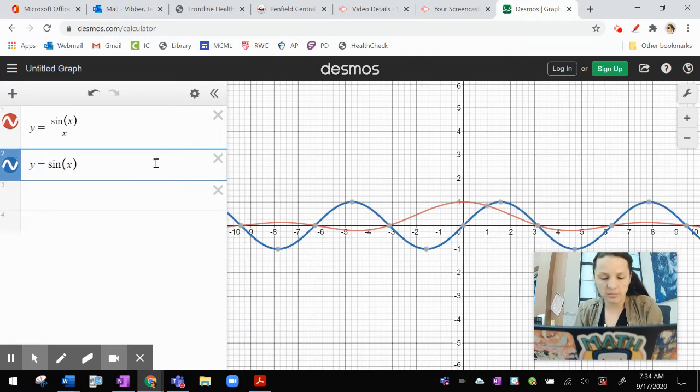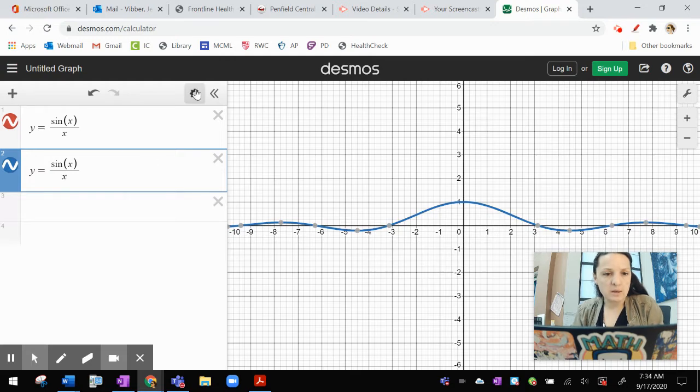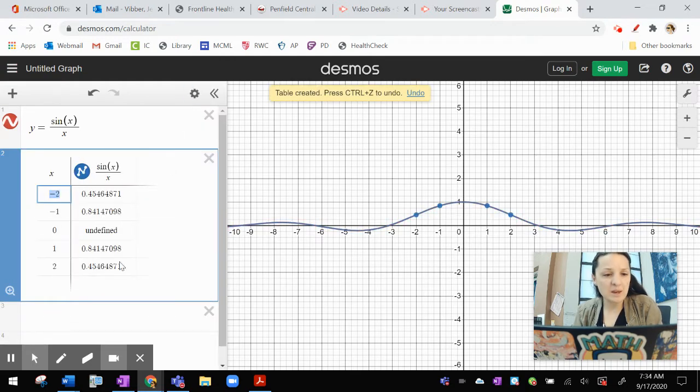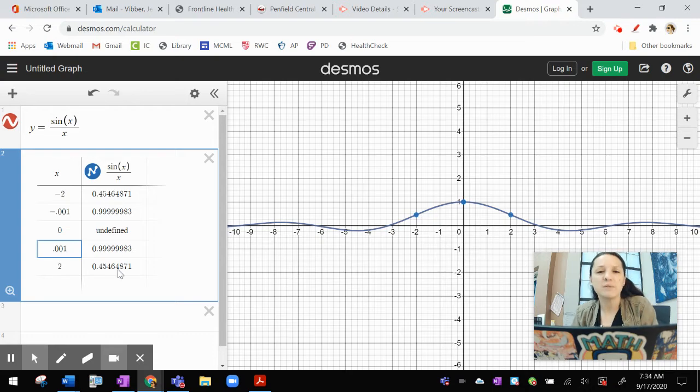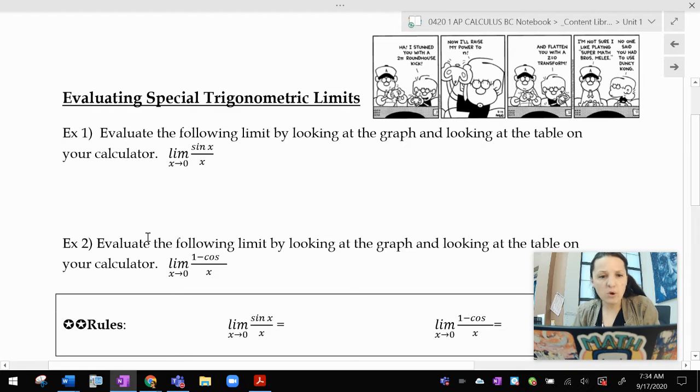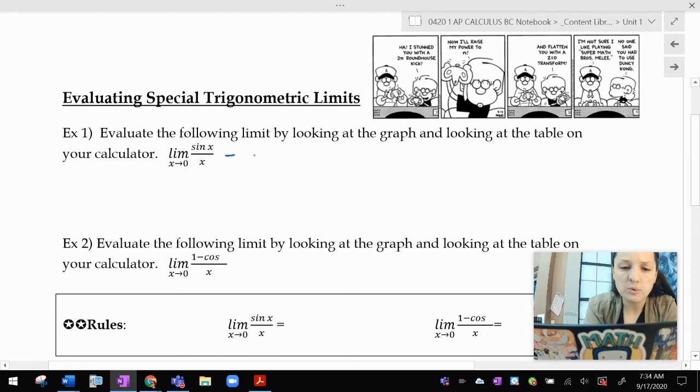Let me divide that by x and then make it a table instead. Yeah, that definitely seems to be heading toward 1, because if I change this to 0.001 and that to 0.001, those are definitely heading toward 1. But at 0, it's undefined. So evaluate the limit by looking at the graph and the table. This goes to 1.